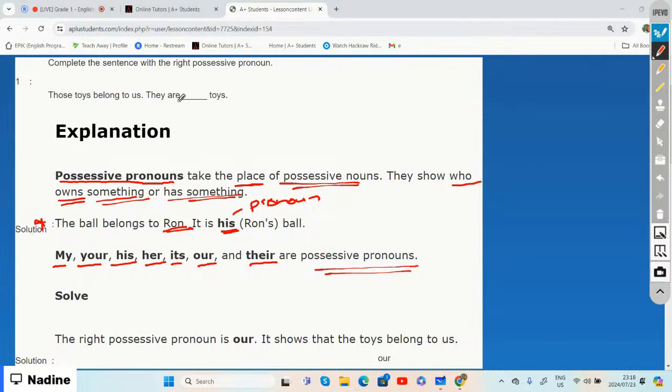Do they say they are my toys? Remember, it belongs to us. Do we say it is my toys? They are your toys. They are his toys, her toys, its toys, our toys, or it is their toys. Which one is correct? So we need to choose the correct possessive pronoun. That means those toys belong to us.